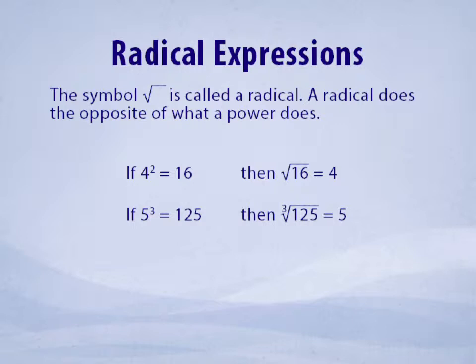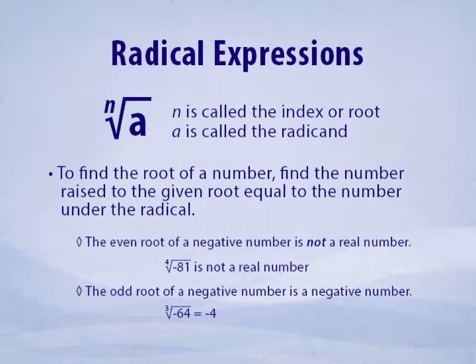5 to the third power is 125. If we take the cube root of 125, we get 5. When you see a radical expression, the n is called the index or the root. The a, the number under the radical, is called the radicand. To find the root of a number, find the number raised to the given root equal to the number under the radical.